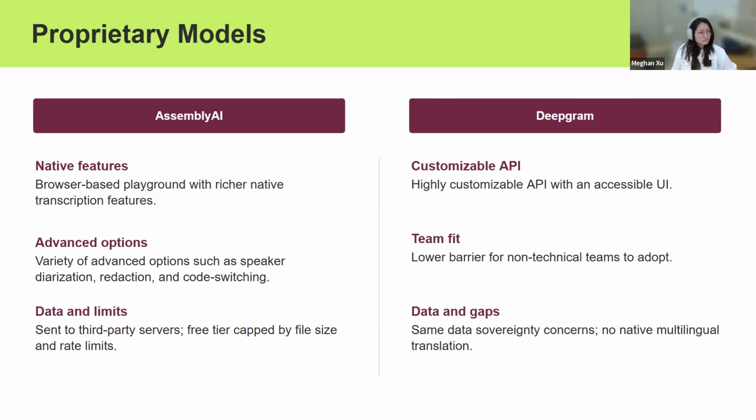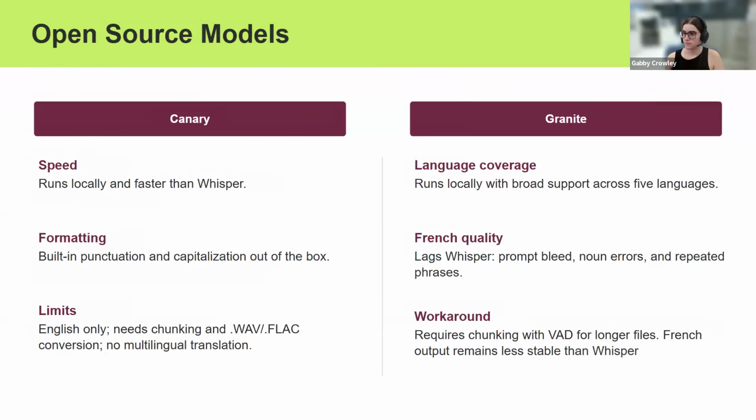Okay. And then next for the open source models. The open source models that we opted to use were Canary and Granite. Some advantages with these models included better data handling practices and speed. They were faster at processing than Whisper. They had really strong punctuation and capitalization formatting with Canary specifically, and Granite had a really wide range of languages available.